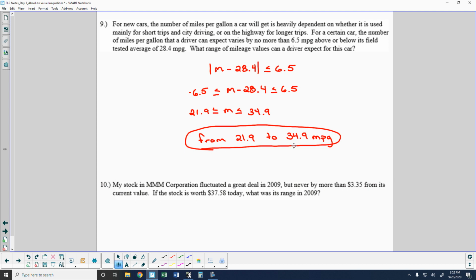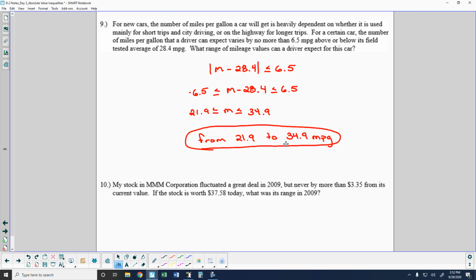A common word that we see used when we're thinking about an interval is between. Between implies that 21.9 and 34.9 is not okay. They wouldn't be part of that range, but we can see here because of the equalities that they are part of that range. So we do need to be careful with our word choice there. You could say between and including 21.9 to 34.9 miles per gallon as well. But the word from implies that 21.9 and 34.9 are included.